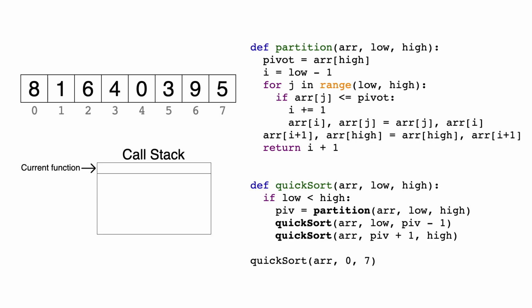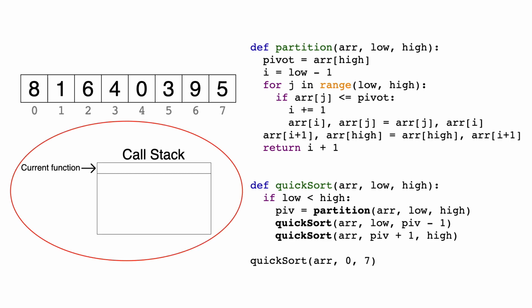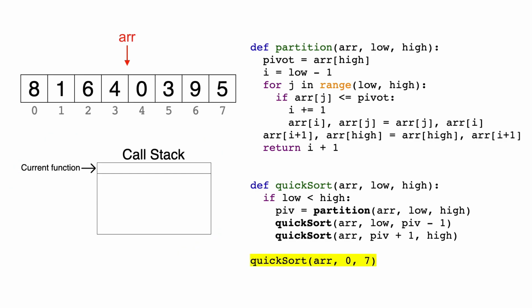Most of the work is actually done in the partition function, and the QuickSort function at the bottom really just manages the recursion. Both functions take in the array to be sorted, and two parameters called low and high, which will set the bounds for whichever part of the array we need to work on. Since QuickSort uses recursion, I'll also use this diagram of the call stack here, so we can keep track of which function we're on. So to start, let's call QuickSort and pass in this array on the left.